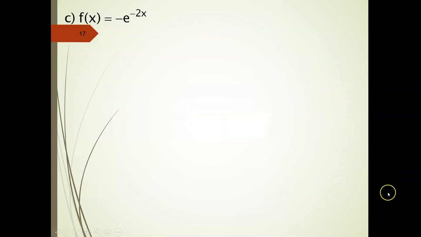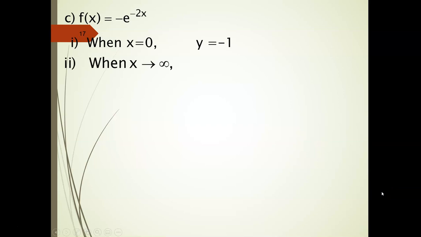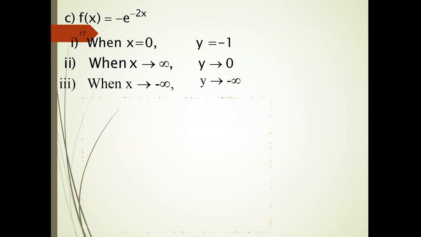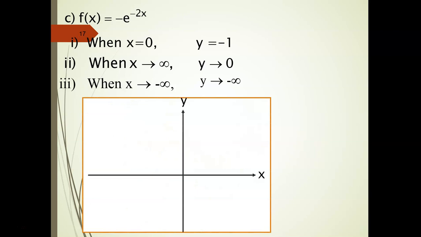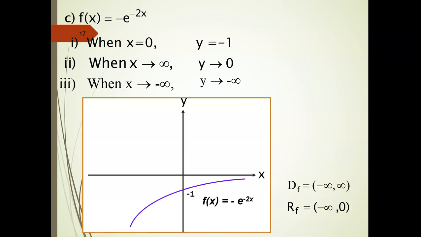Okay, next example, negative e^(negative 2x). When x equals 0, then your y equals negative 1. When x approaches infinity, then your y will be approaching 0. Then when x approaches negative infinity, then your y will be approaching negative infinity as well. So how does the graph look like? Why is it like this? Because here your power is negative, this one.